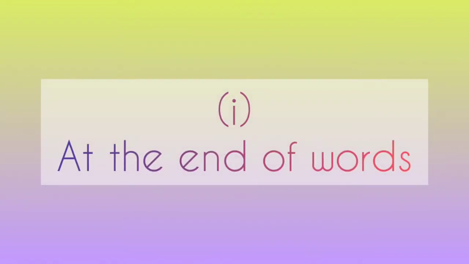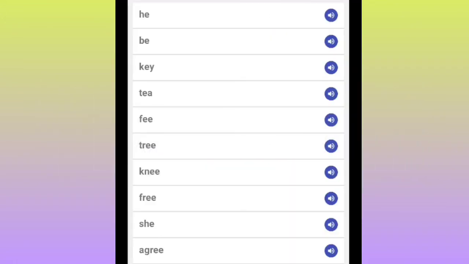The third, using I at the end of words. He. Be. Key. T. Fee. Tree. Knee. Free. She. Agree.